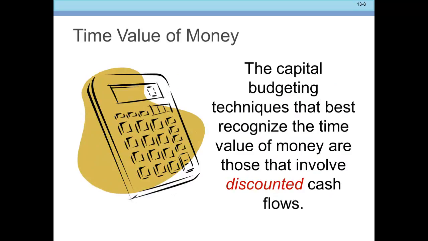To work capital budgeting problems that involve paying out money and receiving money at different times, we have to bring all of the cash flows to a single point in time. Then we can do a comparison between like items. By converting future dollars into today's dollars, we are discounting the cash flows, or converting all the cash flows into today's dollars.